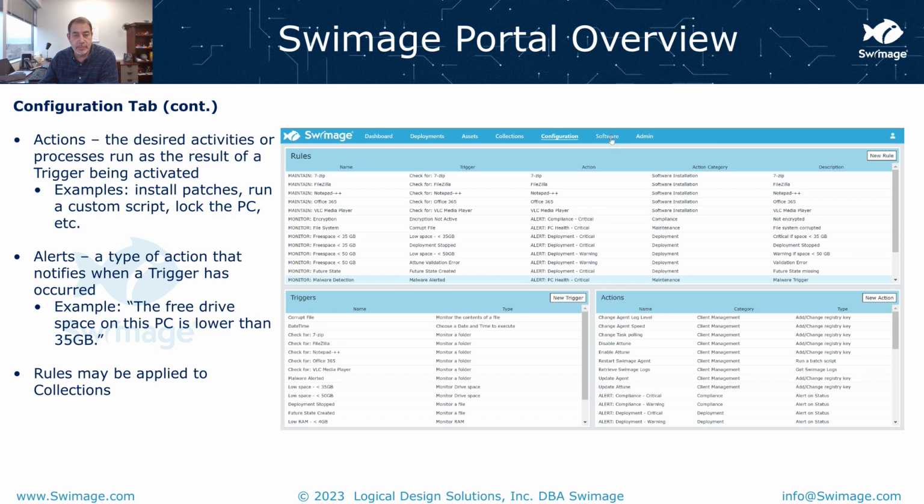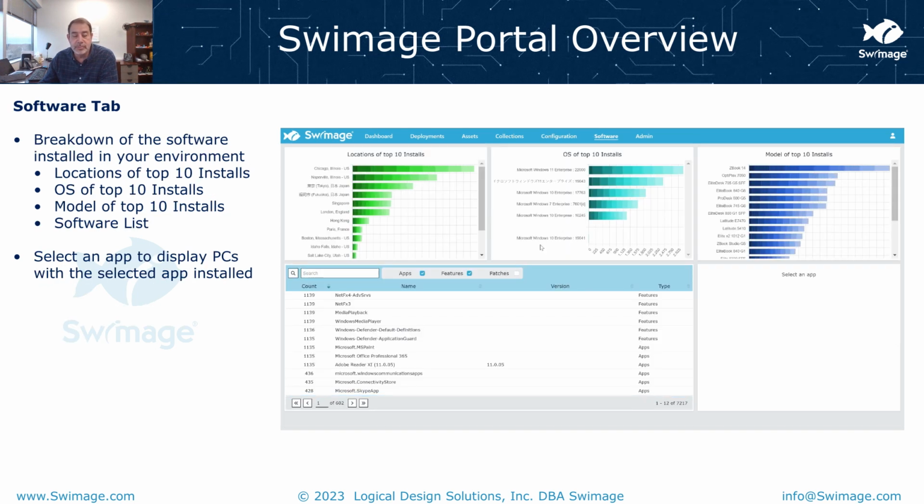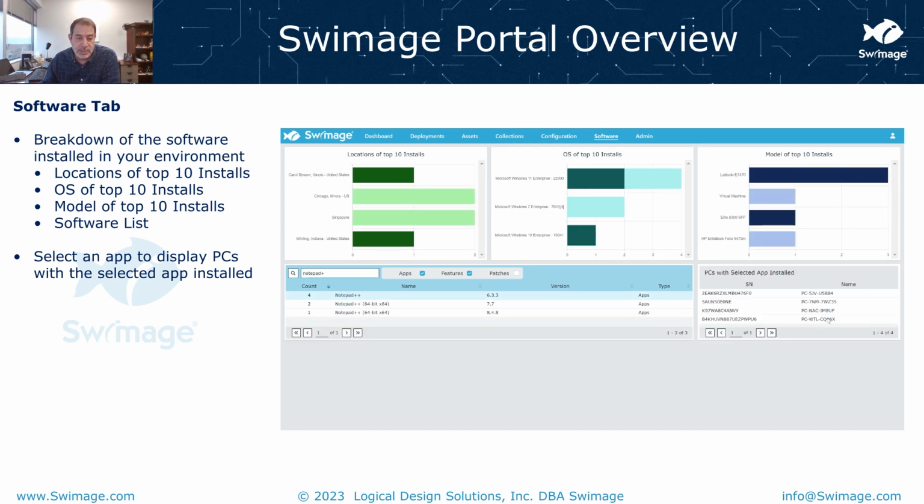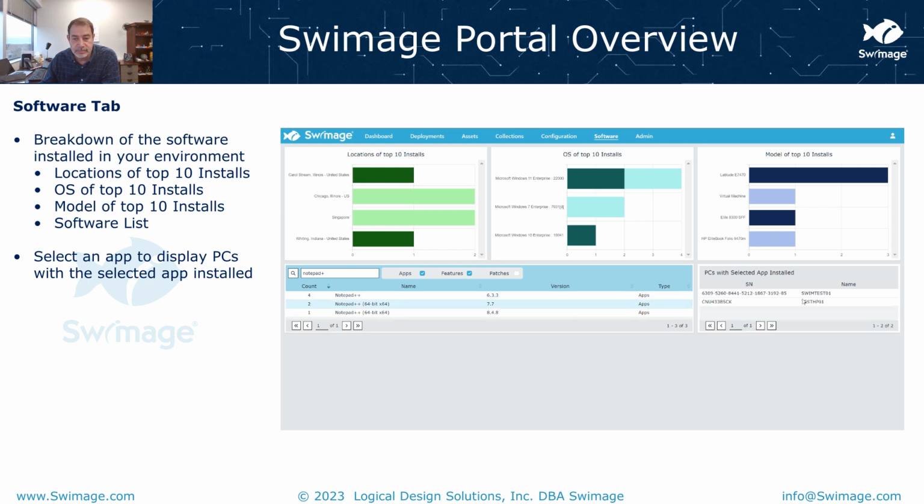And finally, there's a software page. The software page is simply a breakdown of the software that's installed in your environment. If we have some specific application that we want to look up, we can search for the application using our standard search, and we will then get a list of the machines that have that application installed.